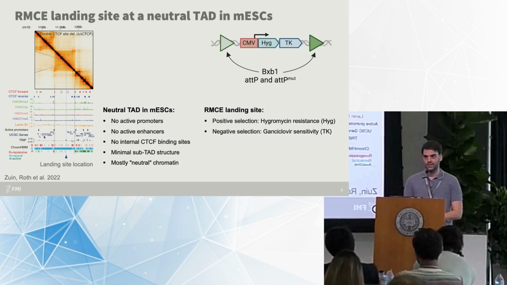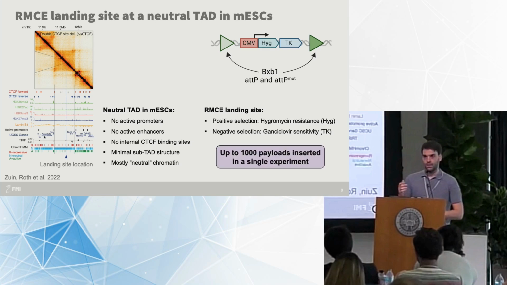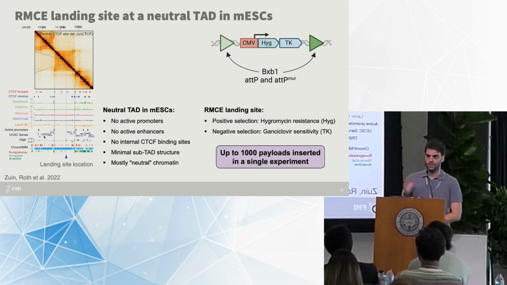And this landing site contains a positive and negative selection marker, so we can enrich for cells that have undergone cassette exchange and contain the library of enhancer promoter variants. And after initial testing, I've shown that in one experiment using this BXB1 recombinase, I was able to integrate around 1,000 different large payloads into the mouse genome.